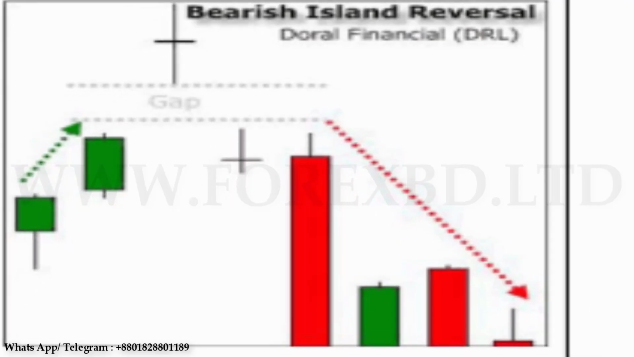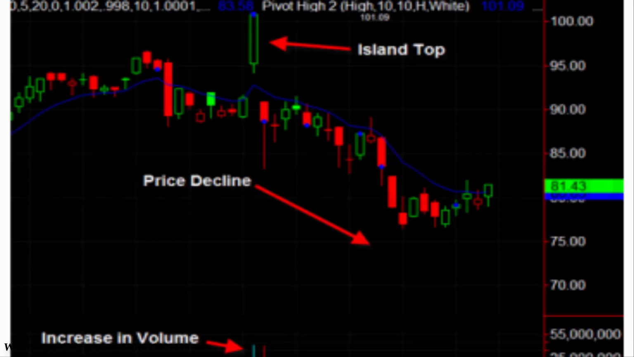Island reversal bearish. Island reversal bearish looks like abandoned baby bearish, but there are many differences between these two patterns. In an uptrend market, when one or more candles detach from the main trend line and move upward, this detached candle or bunch of candles is called island top, and this pattern is called island reversal. This pattern provides a bearish reversal signal.